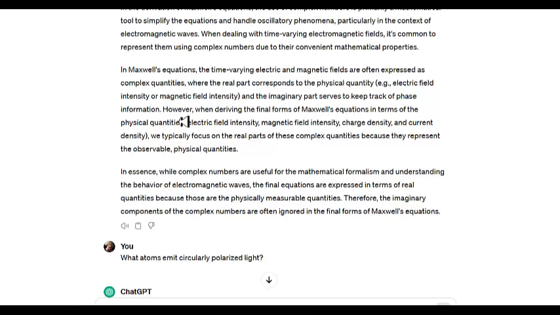And so then we go on to say, however, when deriving the final forms of Maxwell's equations in terms of the physical quantities, we typically focus on the real parts of these complex quantities because they represent the observables, the physical quantities. And so I don't agree with the statement either, because in my mind, the complex 2x2 matrix is one thing. It is not two things. It is not something that's real and something that's imaginary. The whole thing is real, and both the forward diagonal and the backward diagonal are required to get sensible results.